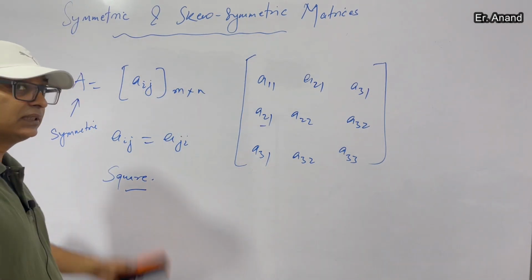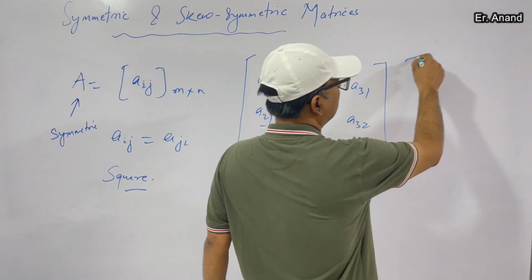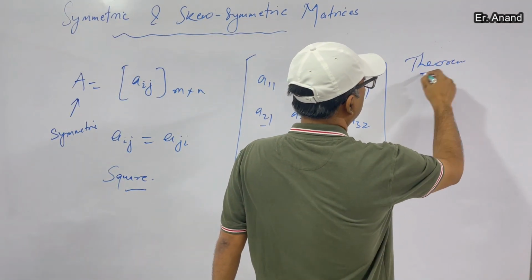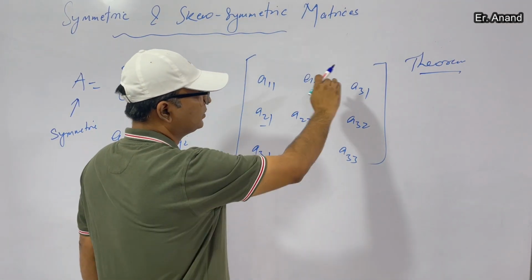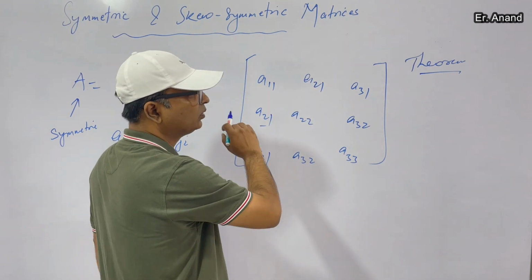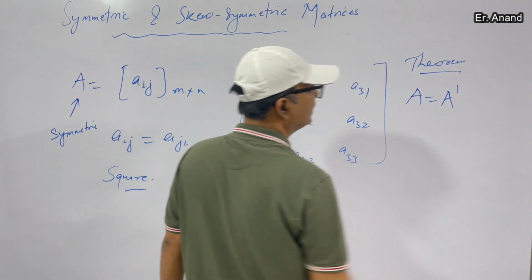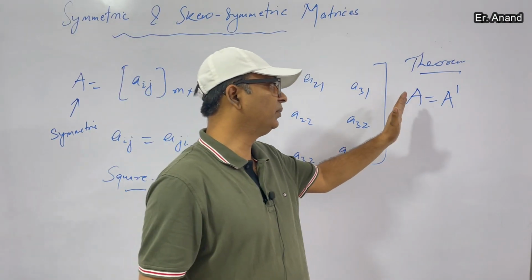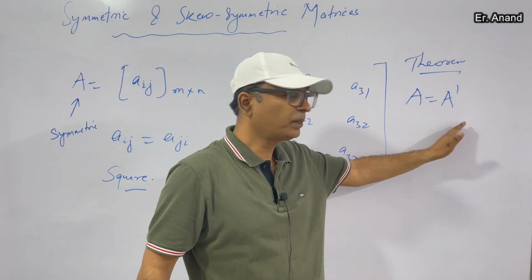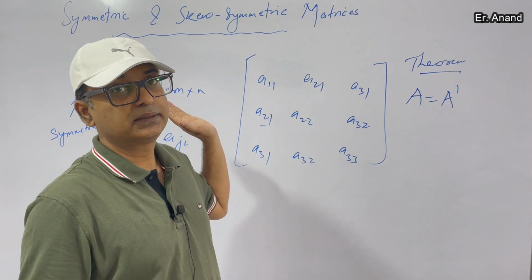And from here we have a theorem. See, this is possible that the column becomes row or the column is equal to the row. This is possible only when A is equal to its transpose. So the theorem is that if a matrix is equal to its transpose, then it is a symmetric matrix. Clear?